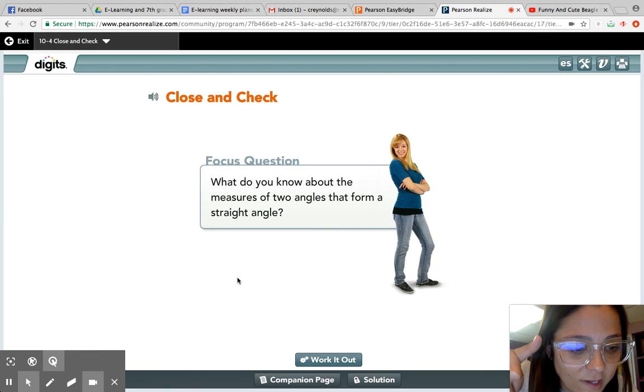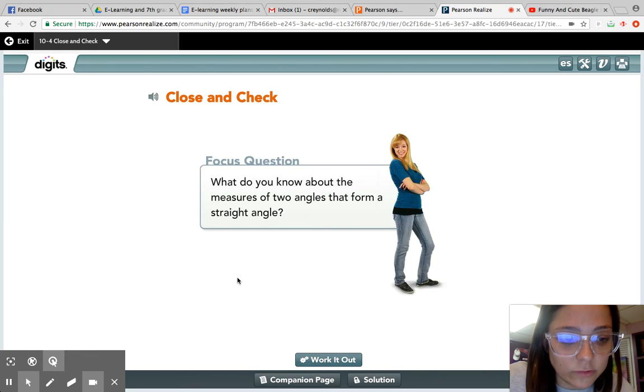So to sum up this lesson, supplementary angles are two angles added together that equal 180 degrees.